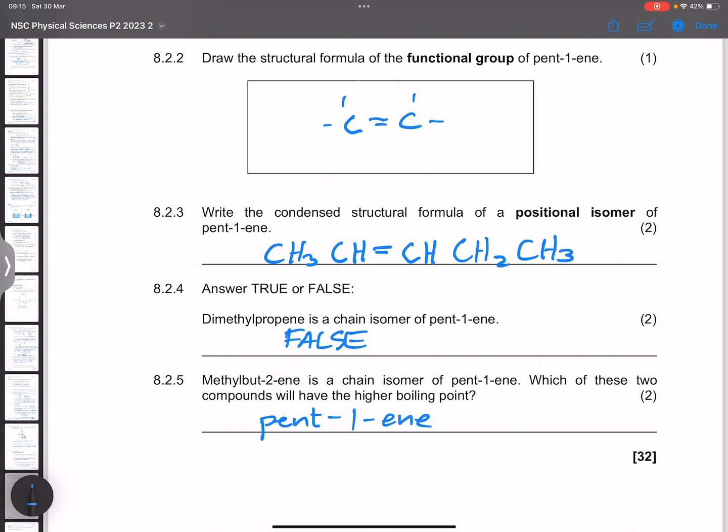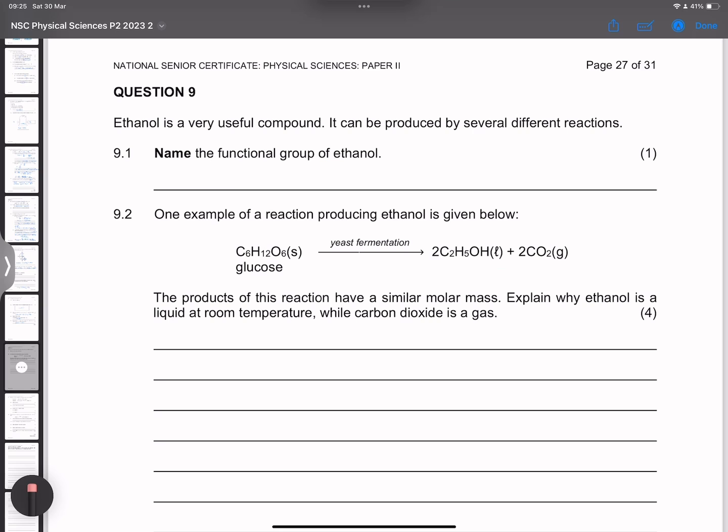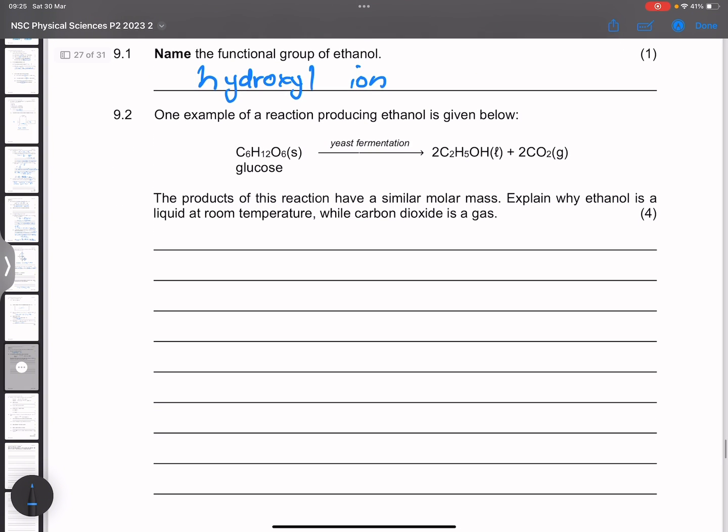We'll look at question number 9 next. Right, looking into question 9, the very last one. They say ethanol is a very useful compound. It can be produced by several different reactions. They say name the functional group of ethanol. Alcohols have got the hydroxyl group, okay? That is the functional group.